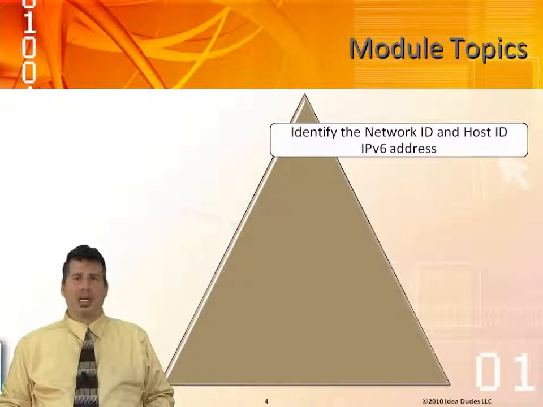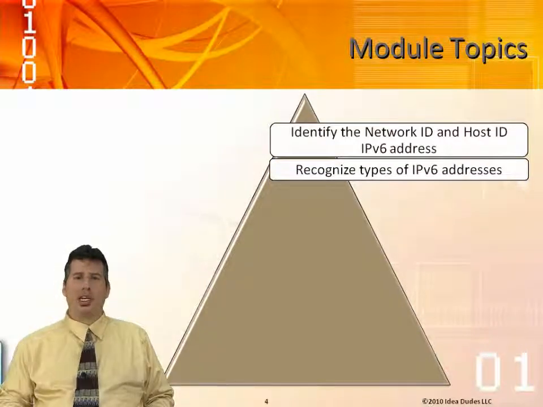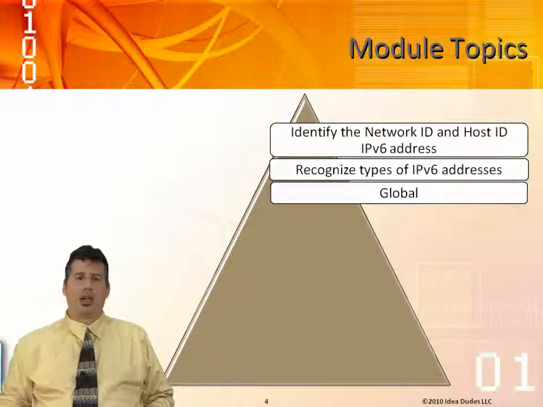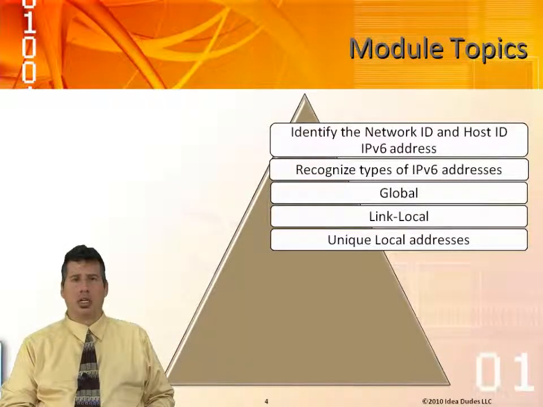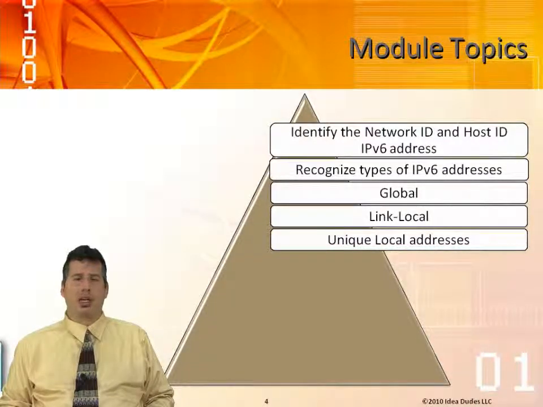We're going to be talking about IP version 6. Identify the network ID and the host ID in IP version 6 addressing. Recognize the types of IP version 6 addresses: global, link local, and unique local addresses. Those are going to be the IP addresses that we're going to be looking at within IP version 6.